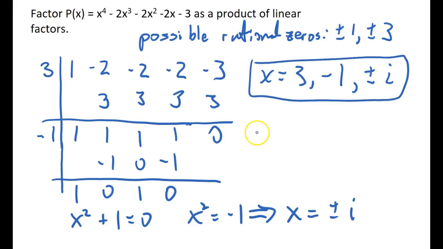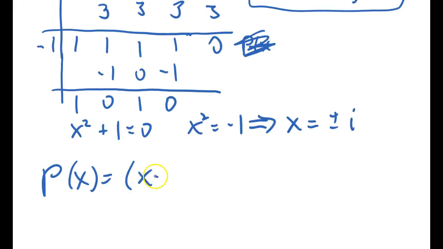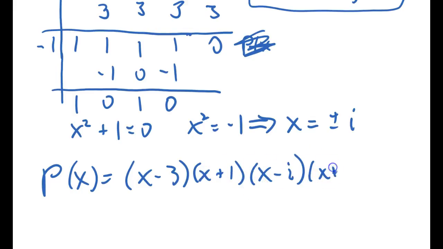And if we want to write it as a factor, then I'm going to say p of x is equal to (x minus 3) times (x plus 1) times (x minus i) times (x plus i). And that's our original polynomial written as a product of linear factors.